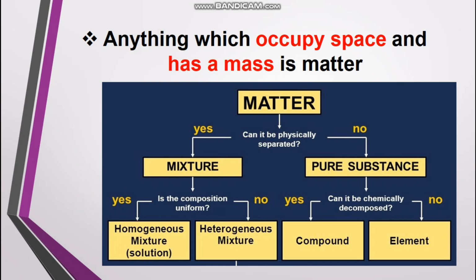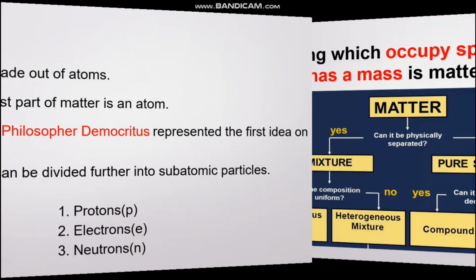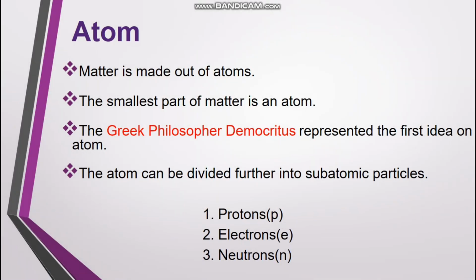Pure substances can be further divided into compounds and elements. Compounds are like carbon dioxide, water, glucose, and elements are like hydrogen, oxygen, carbon, nitrogen, and so on. And we know that matter is made up of atoms. The smallest part of matter is an atom.